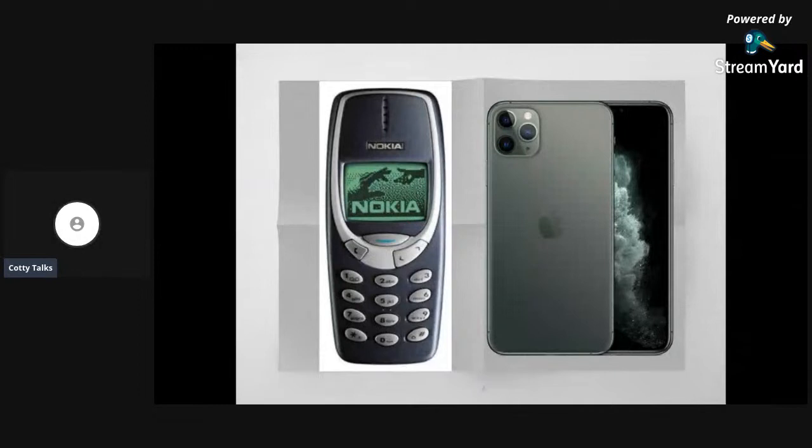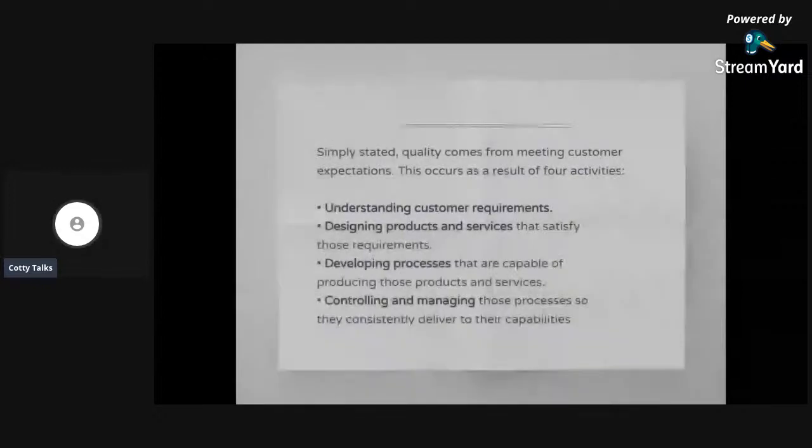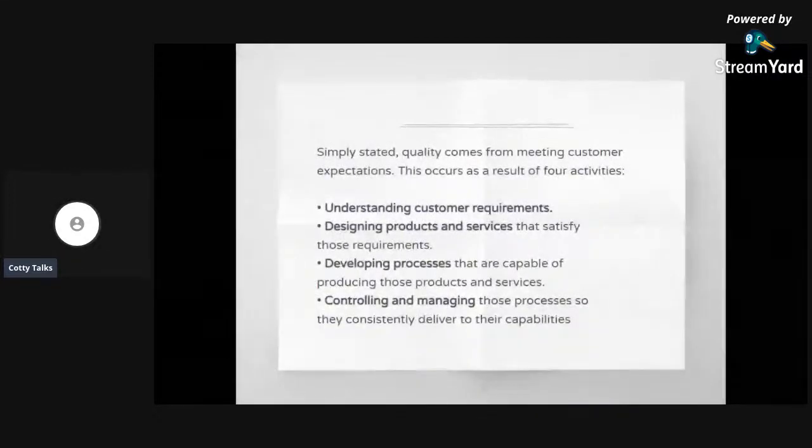All right, so let's quickly find out what quality is. There are different definitions from a lot of people. Three of them: the International Organization for Standardization says it is the degree to which a set of inherent characteristics of a product or service fulfills requirements. Another defines quality from the customer's point of view as anything that enhances their satisfaction, with knowledge of features that will enable providing accurate, consistent solutions to the customer at the very first attempt. A lot of English, but the summary is simply stated: quality comes from meeting customer expectations.